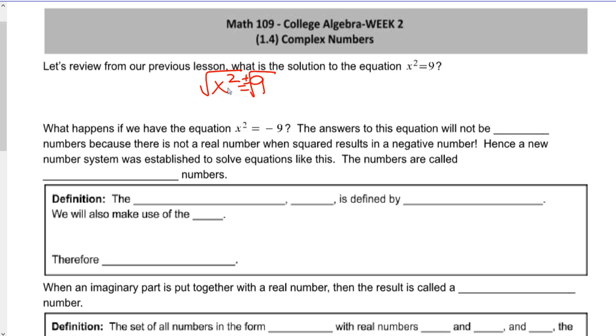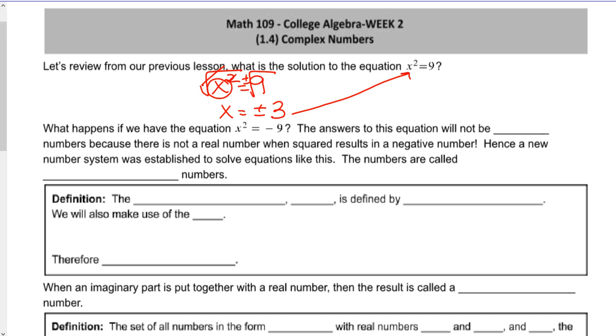And so when we undo that square, remember that square and square root cancels, leaving us basically with what's underneath there. And we have our plus or minus, the square root of 9 is 3. So these two numbers make this equation true. When I plug 3 in and square it, I get 9. When I plug negative 3 in and square it, I get 9.